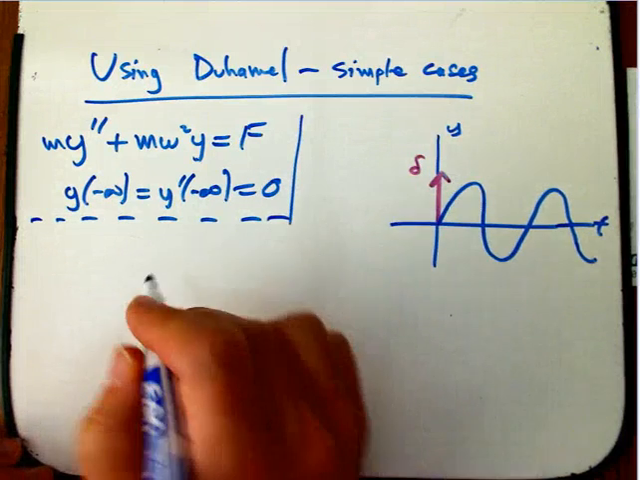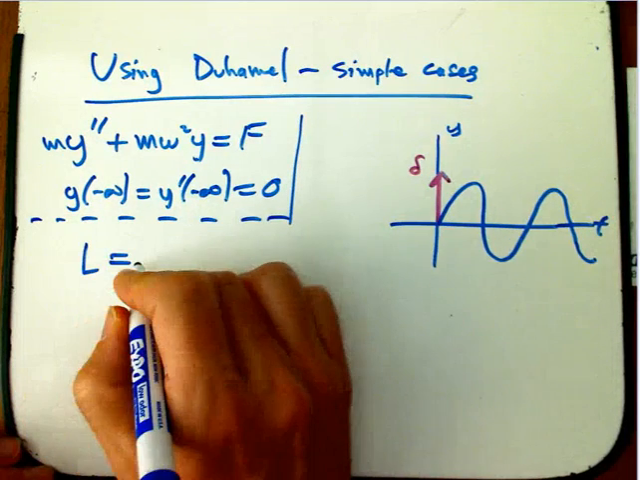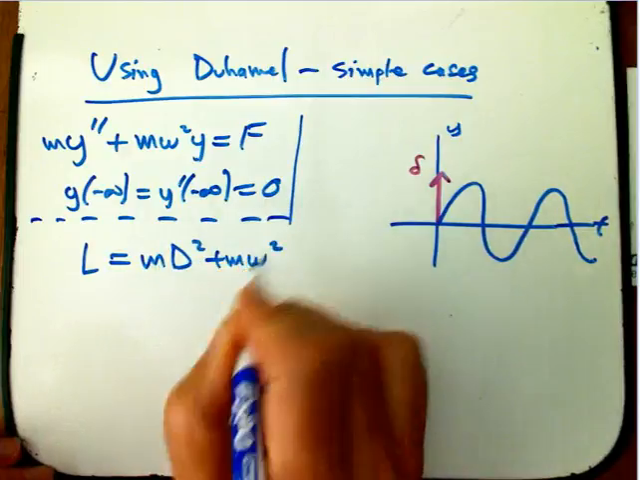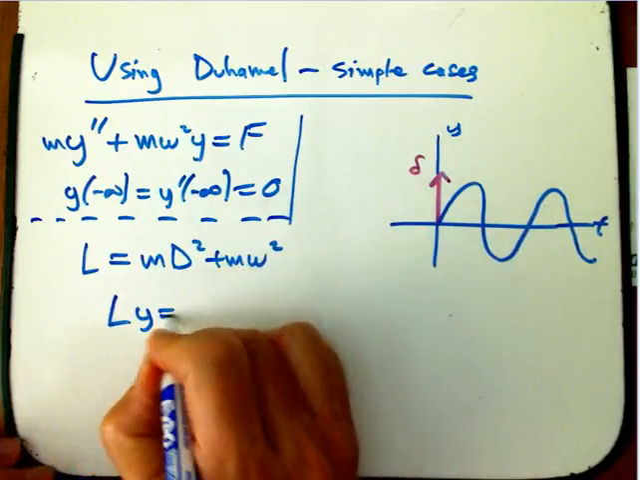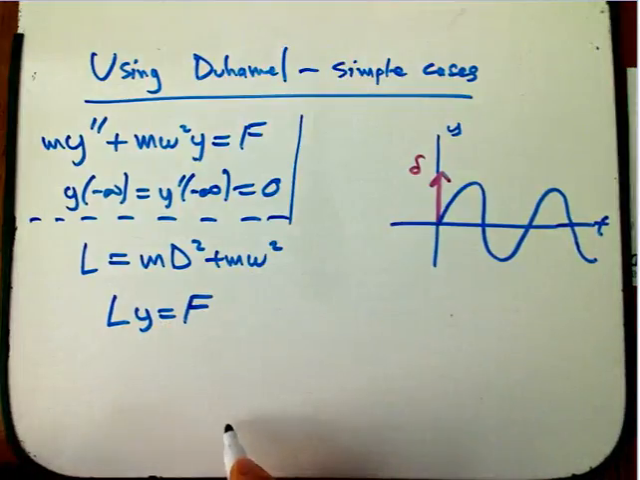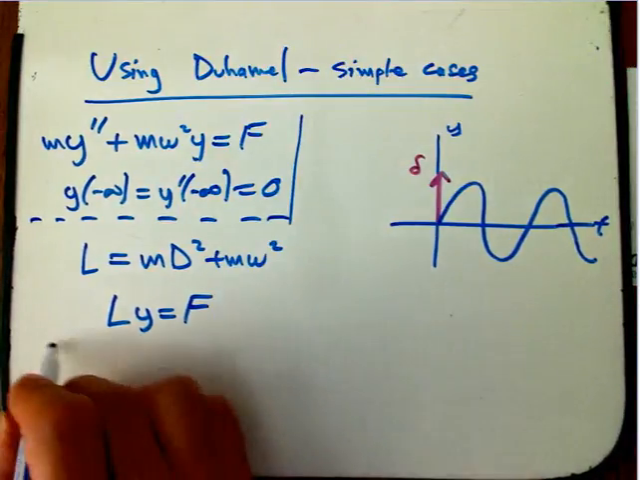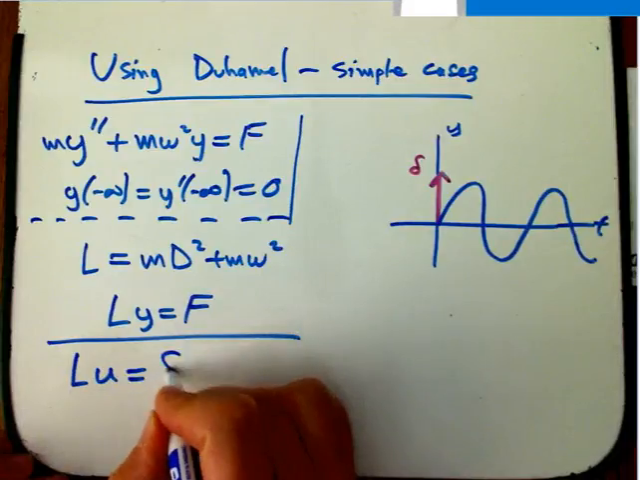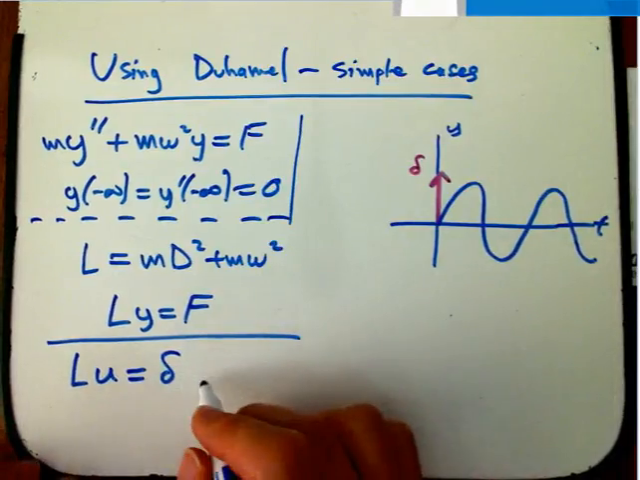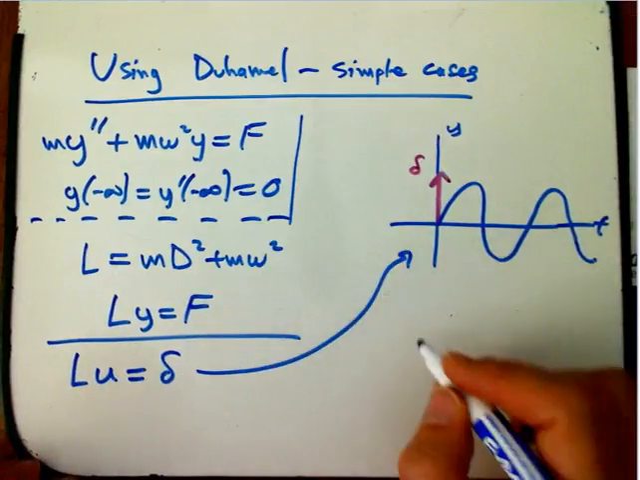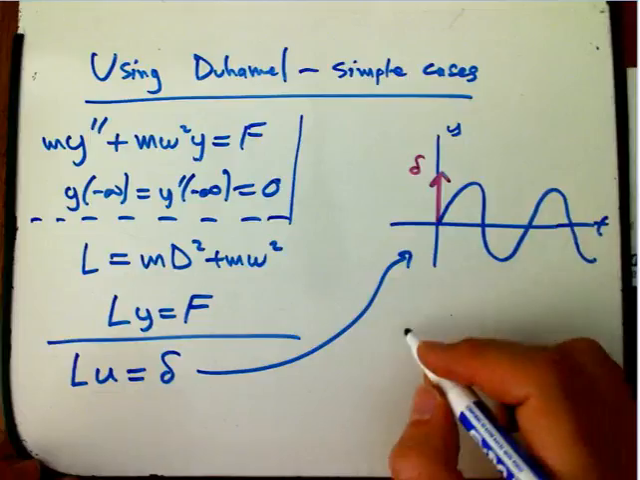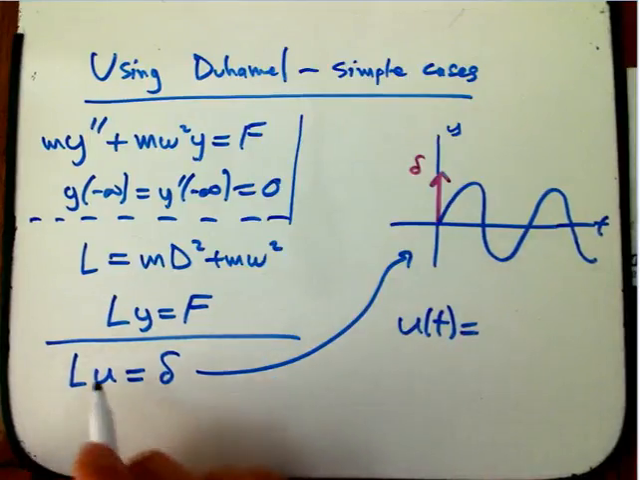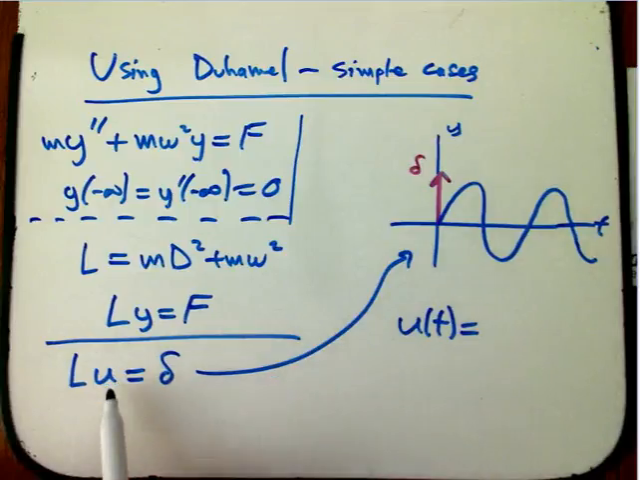Okay, so a fancy way to say this is we've got a linear operator m d squared plus m omega squared, and we're studying Ly equals f, to put it in that general context. So suppose we know that U is the special solution that satisfies LU equals delta. Okay, and we know what that is. We've done that before. That was a function. There's no need in this setup for it to be a function. It can be a distribution.